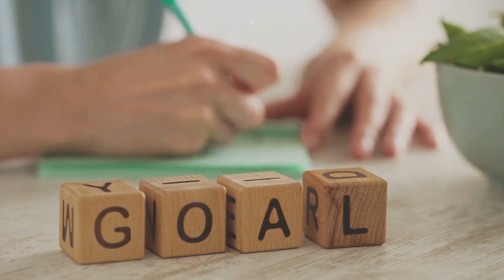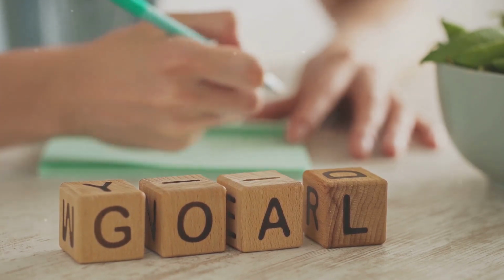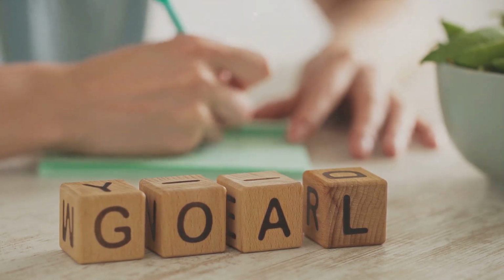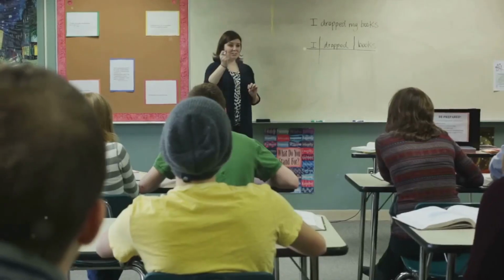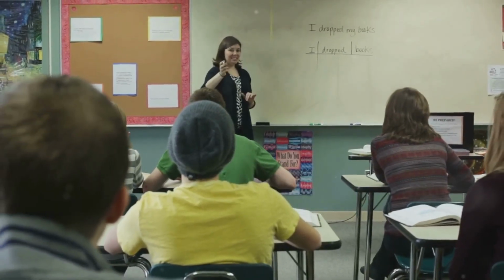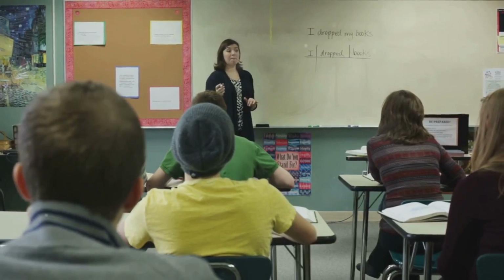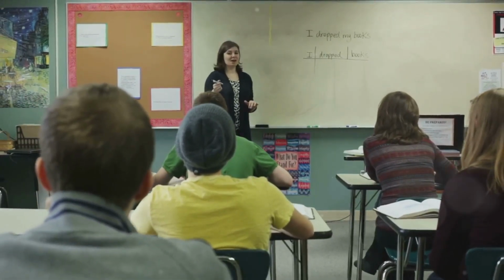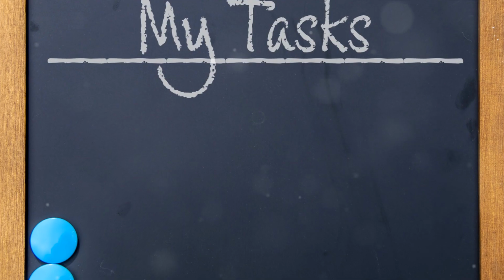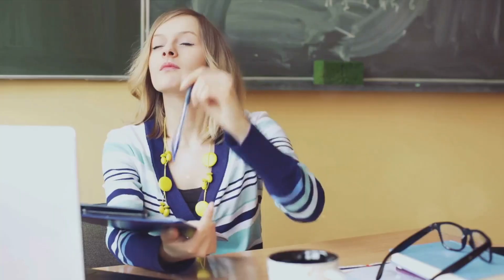Next, set realistic goals. It's crucial to understand that you can't do everything at once. By setting achievable goals, you can focus on what really matters, reducing stress and enhancing productivity. Remember, it's not just about getting things done, but getting the right things done. Prioritizing tasks is another effective strategy. Not all tasks are created equal. Some are more important or urgent than others.